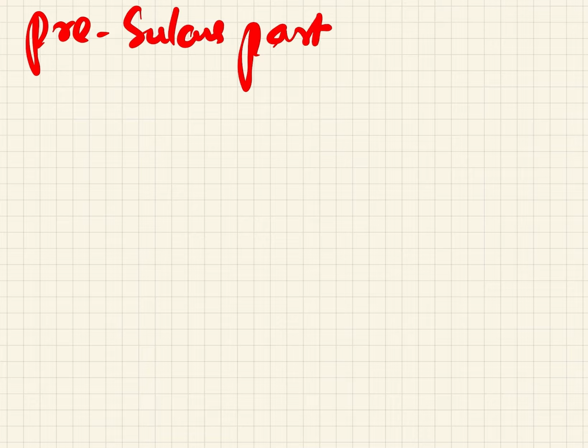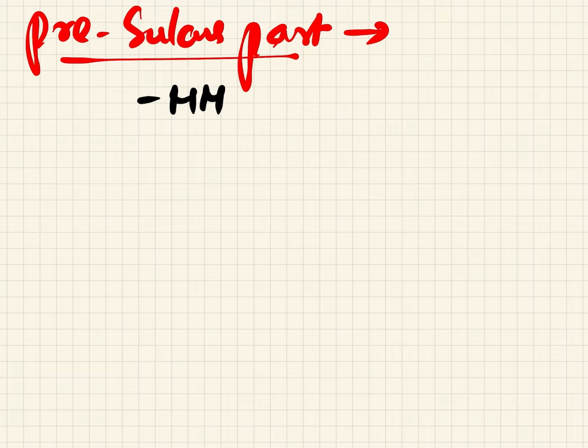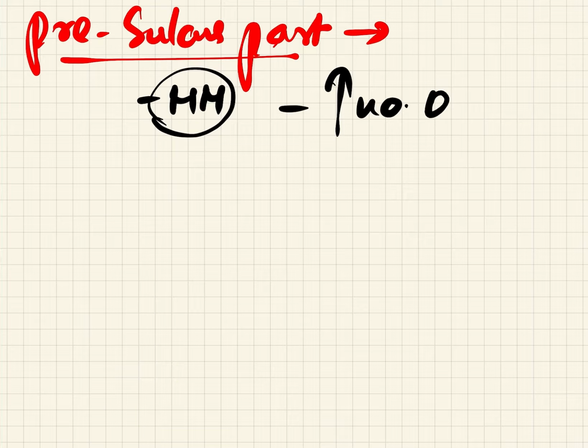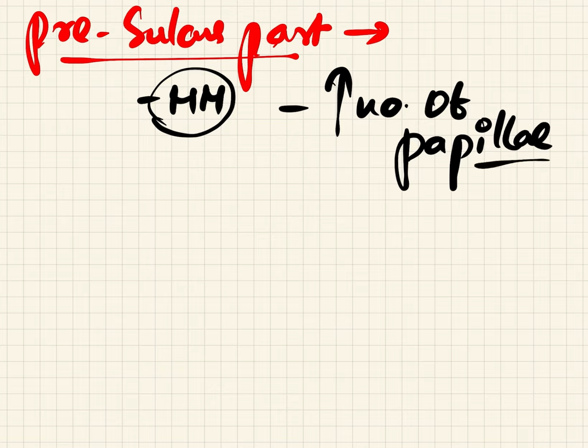Pre-sulcus part. In the pre-sulcus part, the mucous membrane is adherent to the underlying muscles by means of the lamina propria, and the most important feature is that it has many papillae. A large number of papillae are seen on the dorsal surface of the pre-sulcus part. So what are the papillae? Now let us see each of the papillae in detail.